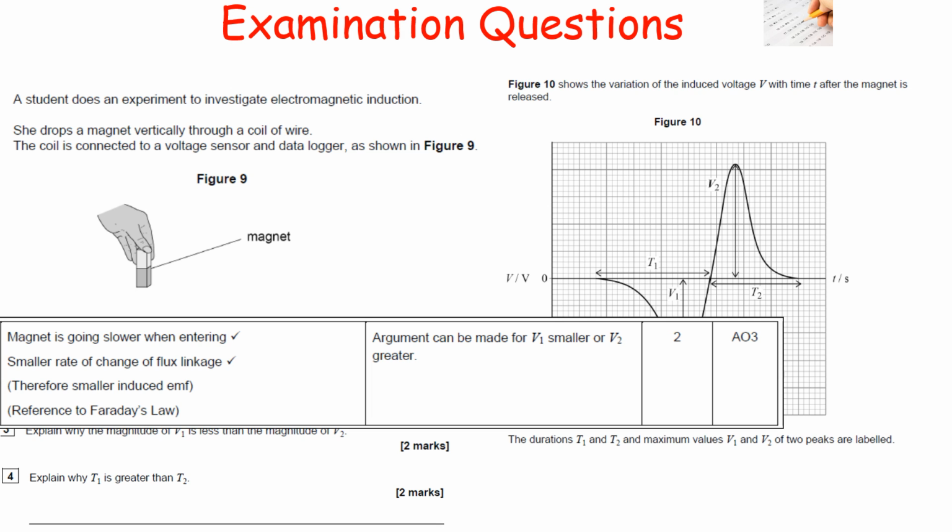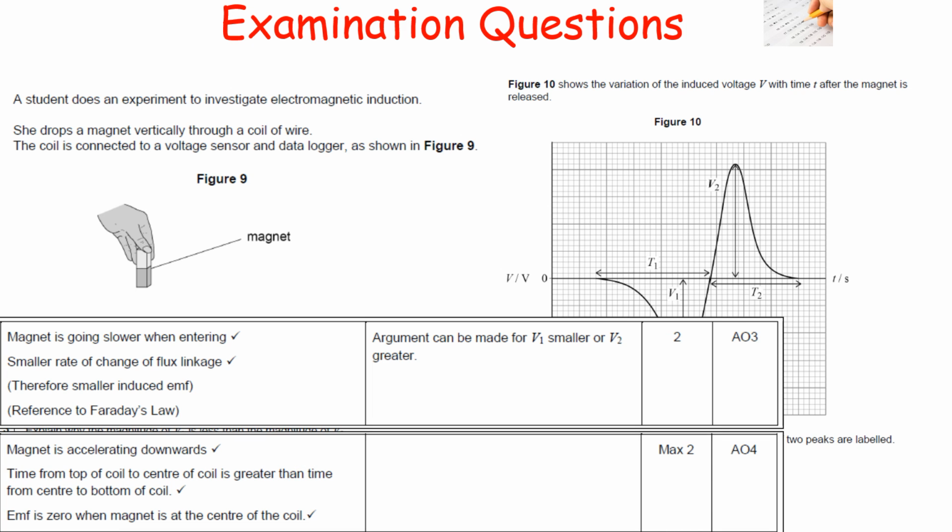Now, why is T1 greater than T2? Well, same reason. The magnet is accelerating downwards, so the time from the top of the coil to the center of the coil is greater than the time from the center to the bottom of the coil, because it's moving faster the more it falls due to the acceleration due to gravity. Again, remember, EMF is zero when the magnet is at the center of the coil, because at that instantaneous moment there's no change in flux linkage.